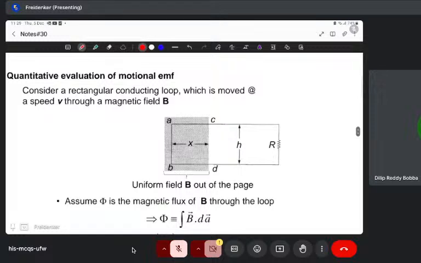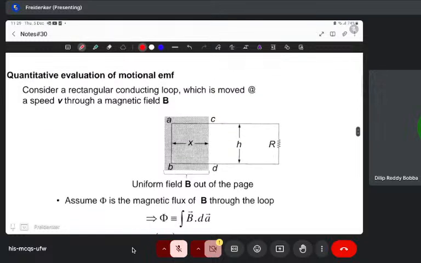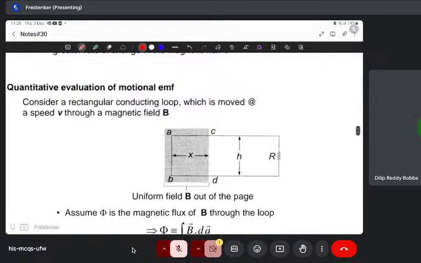Okay, now you have some mathematical problem. The loop is being pulled to the right with the velocity v, and x is decreasing as time passes. So if v is a positive number, then v will be equal to minus dx by dt, because as time passes, x is decreasing.